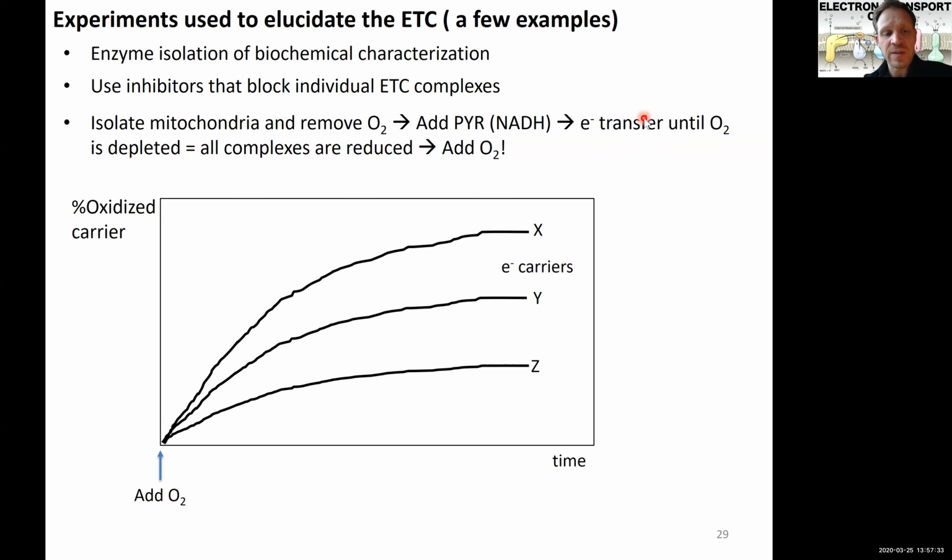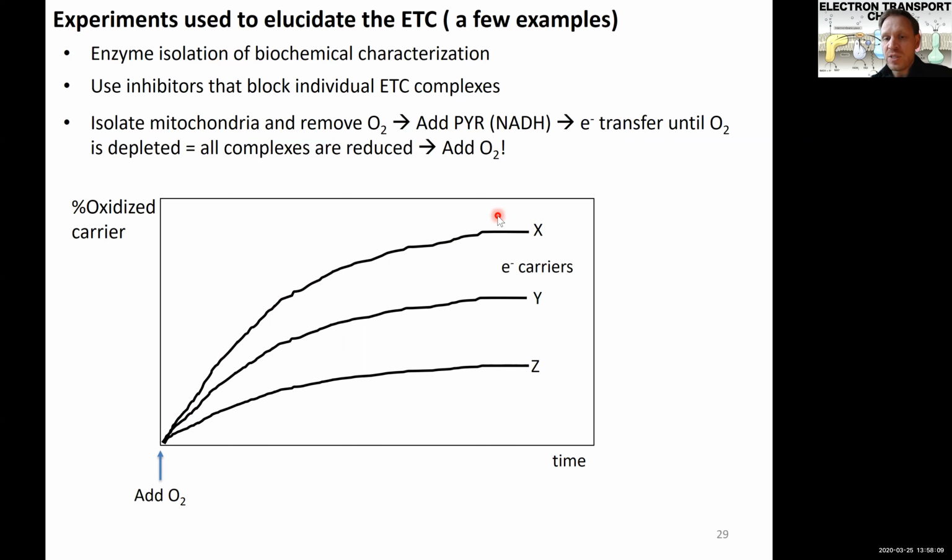I try to illustrate it in this diagram here, where you add oxygen at time 0. What you're now observing over time is the percent of your oxidized carrier. Essentially, now that you're pumping in oxygen again and you start running the ETC through all the complexes again, you would see curves of increasing amounts of the reoxidized carrier. And essentially, the steeper this curve is, the faster this carrier will have been oxidized in the system.